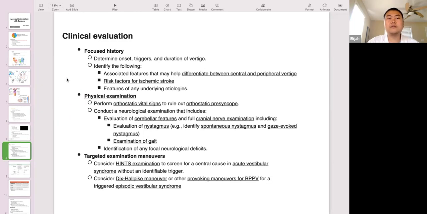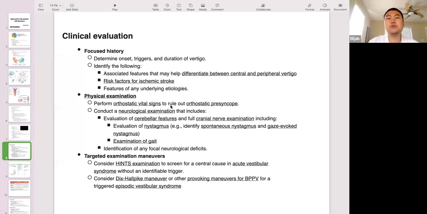And for the clinical evaluation, first we should focus on the history. We should determine its onset: is it acute or chronic, episodic or continuous? The triggers, like position, and the duration of the vertigo: several seconds, like less than 90 seconds, is BPPV, but if it lasts minutes or hours or days, it could be associated with Meniere's or other causes. And identifying the following associated features may help to differentiate between central and peripheral vertigo, along with the risk factors for ischemia, stroke, and features of any underlying etiologies. So this is the history.